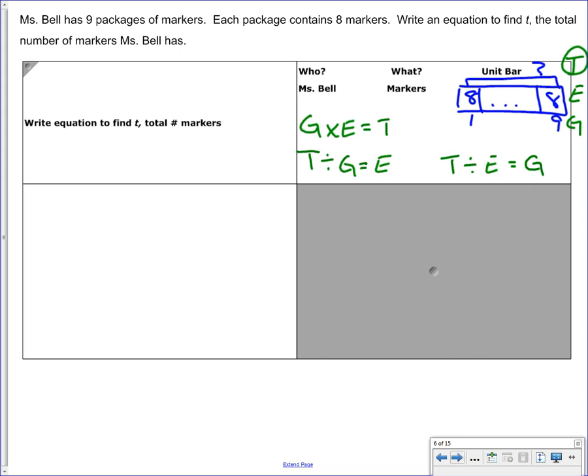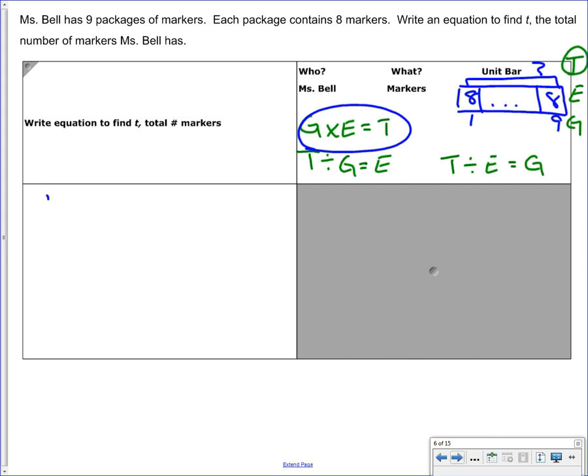Well, this is multiplication. No secret there. We're looking for the total, so we're going to put a bracket with all 9 packages and put a question mark. Because we're putting together equal sets, this is multiplication. Notice that it's the same number that we're putting together over and over again. Also, because we are looking for the total, this is most definitely going to be either addition or multiplication. Because it's the same number over and over again, it's multiplication.